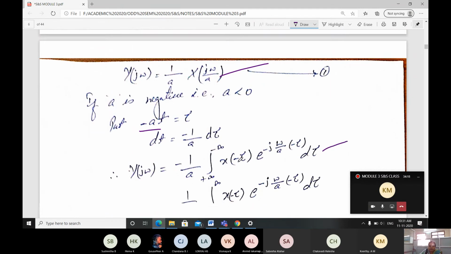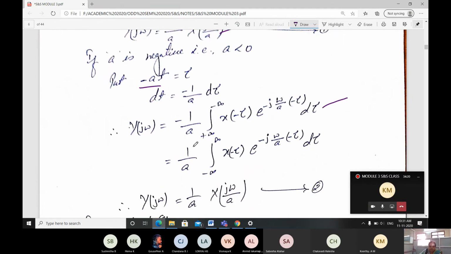Then d tau. If I change this minus sign, then the limit is going to change, from minus infinity to plus infinity. Observe here, this minus sign goes and then the limit changes. X of minus tau e raised to minus j omega by a minus tau d tau.